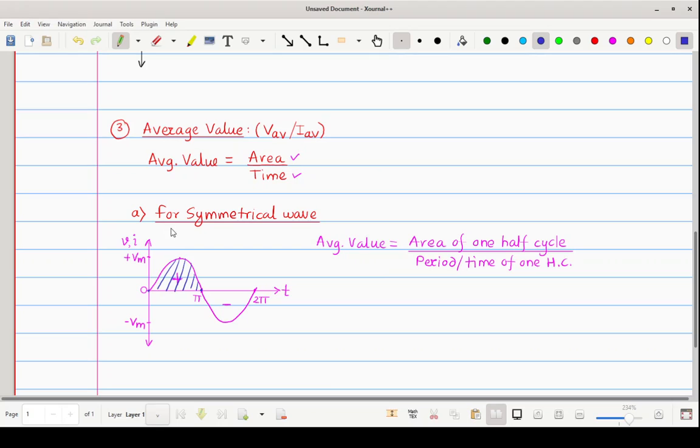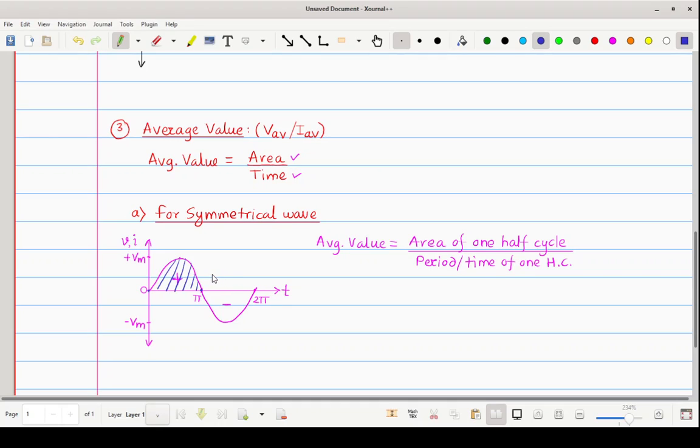First we will discuss how to calculate the average value for an unsymmetrical waveform. What do we mean by an unsymmetrical waveform? Suppose the area of the positive half cycle is not equal to that of the negative half cycle, then we say it is an unsymmetrical waveform. The most frequent example is the half wave rectifier output. In a half wave rectifier you get a positive half cycle, then the negative half cycle is absent, and then again a positive half cycle. Only the positive half cycle is present, so such a waveform is unsymmetrical.